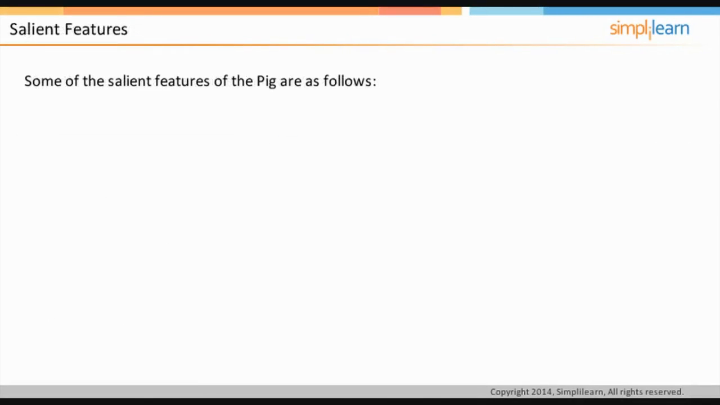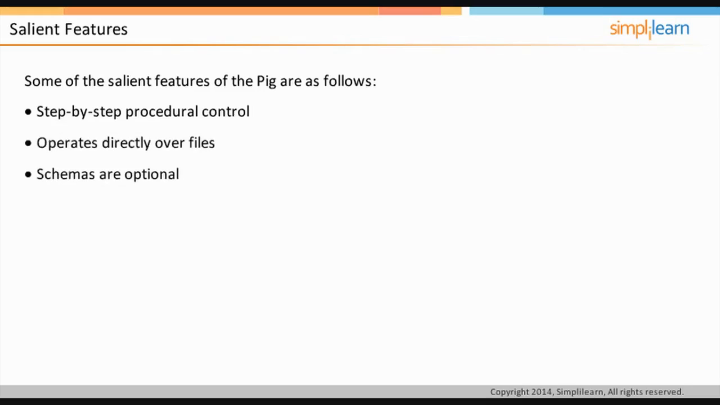Pig offers us many features which make it quite attractive to developers and analysts. Some of the features are as follows. It provides step-by-step procedural control and the provision to operate directly over files. Pig has schemas that, though optional, can be assigned dynamically. It also supports user-defined functions or UDFs and various data types. In the next screen, we will differentiate between Pig and SQL.